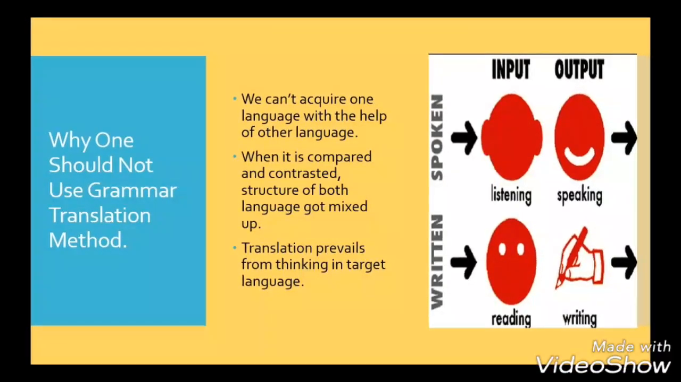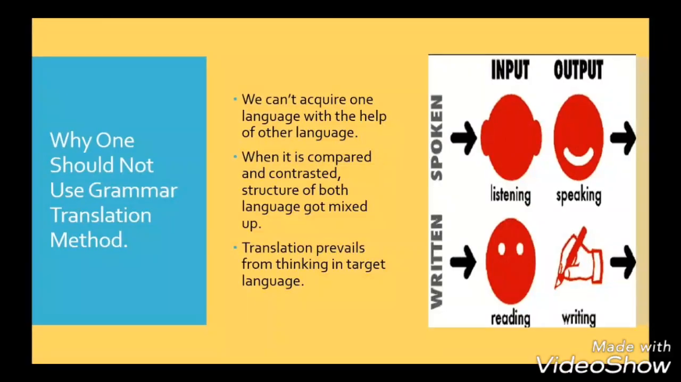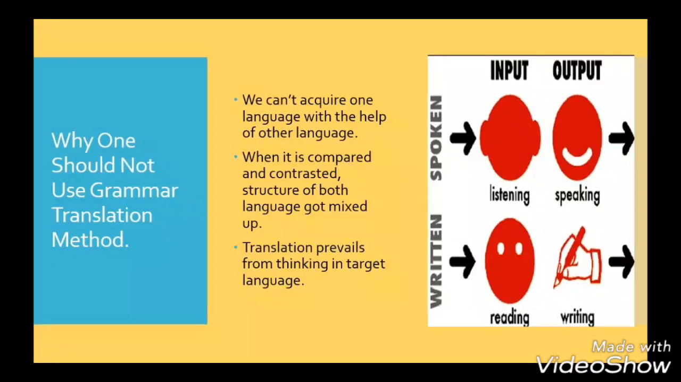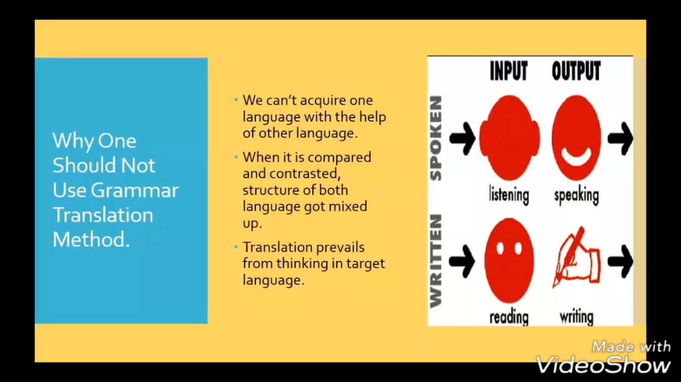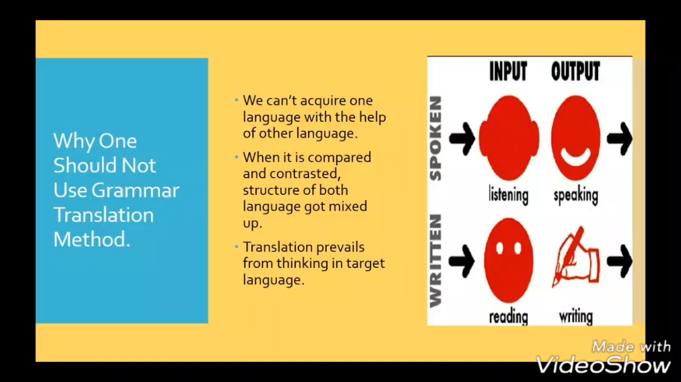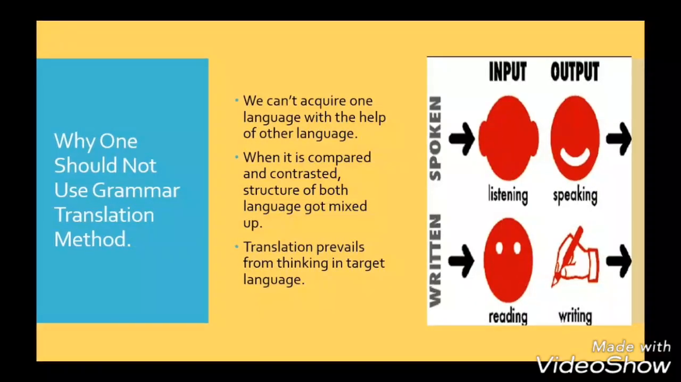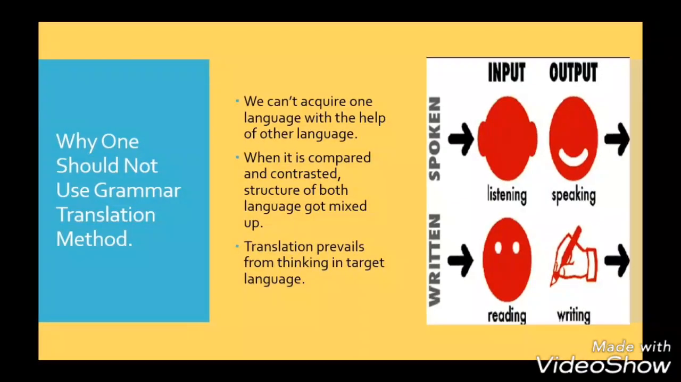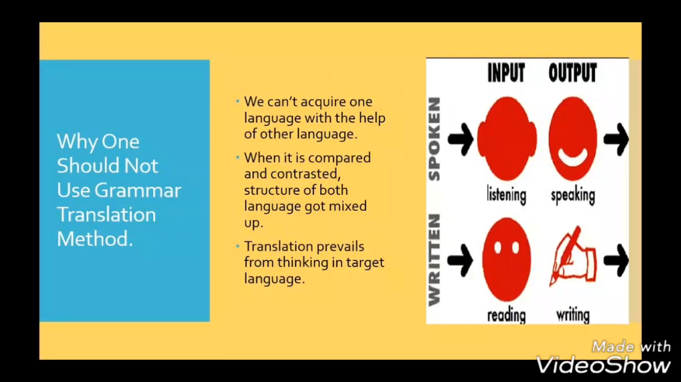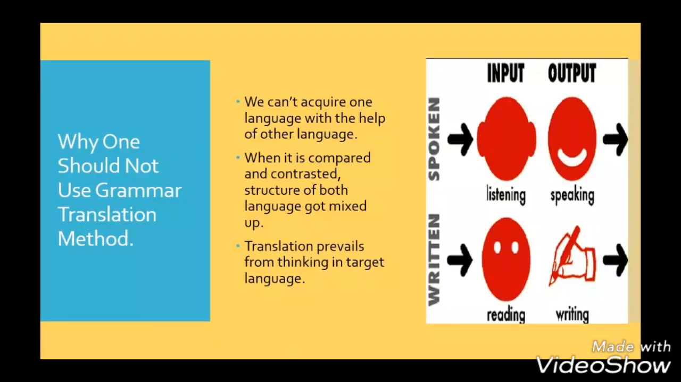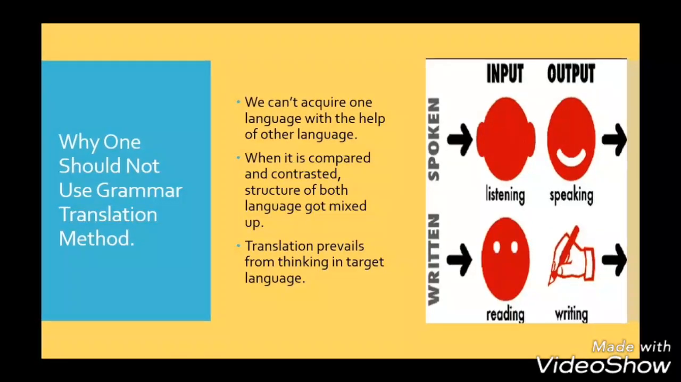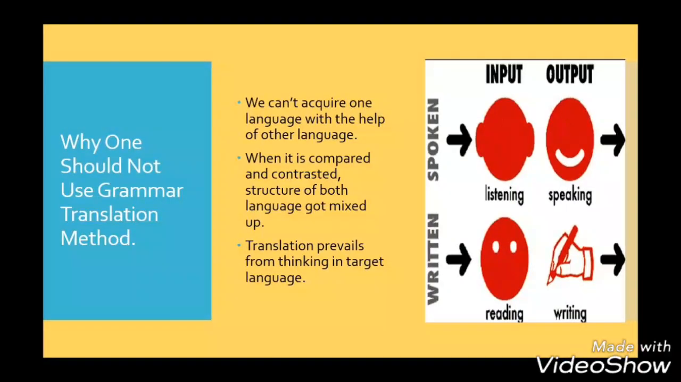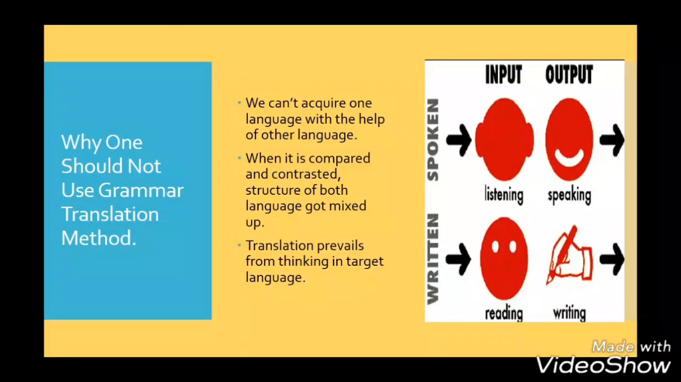This is the input and output chart when we want to learn spoken or writing skills. When we listen to the language, we can speak it. But we listen in Gujarati, try to translate into English, and then we speak. So the process is not going very well. The same is true of reading and writing. We read in Gujarati and then try to translate it into English for writing. So this is also not the right process, and the language is not acquired perfectly.